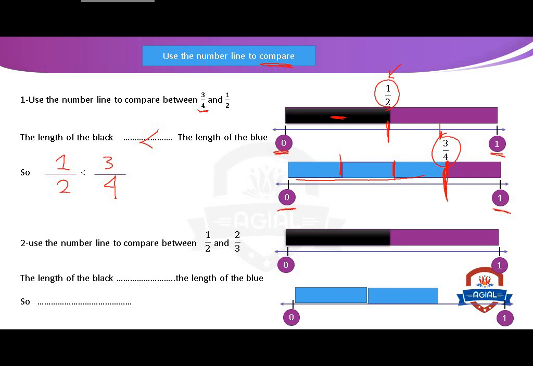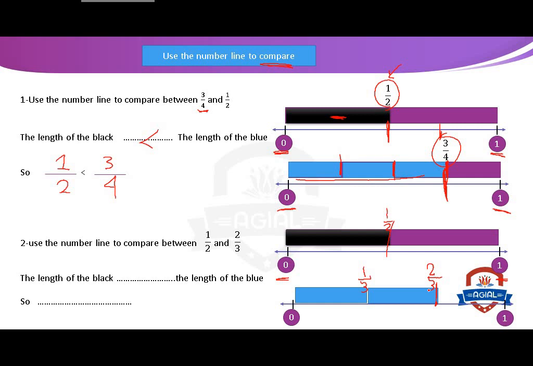Okay, number 2. Use the number line to compare between half and 2/3. We will draw a line, but this line from 0 to 1 only, 1 whole, and we will divide it into 2 equal parts to represent half, like it. This is called half. From 0 to here, and we will draw another line from 0 to 1, but in here we will divide it into 3 equal parts. This is called third, and up to here is called 2/3.